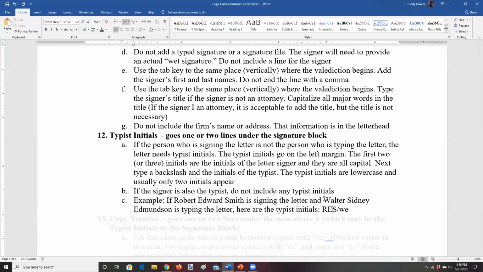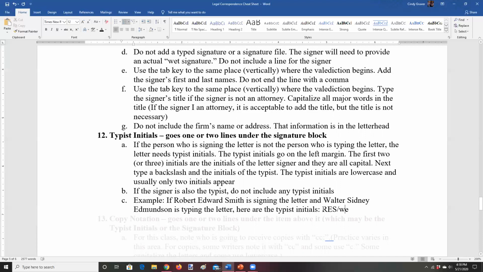You don't get that level of information in the typist initials. So in this case, the typist is named Walter Sidney Edmondson. Typically, we just see 2 initials here, the first name initial and the last name initial. It's not wrong if you want to put a 3rd initial. If Robert Sidney Edmondson goes by Sidney and would like to include that, that's fine. But usually it's going to be 2 or 3 for the first and 2 for the second.